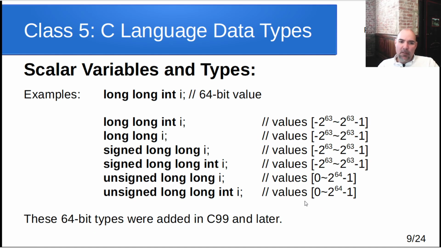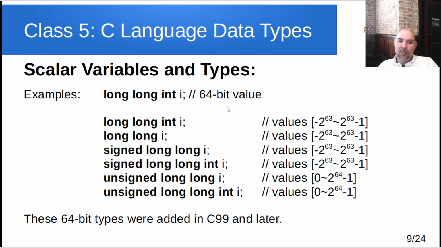There's a type called long long, which is a 64-bit integer value. And the way you would declare those is to say long long int, or just long long, or signed long long, or signed long long int, or unsigned long long, or unsigned long long int. And you'll notice that there's a signed version and an unsigned version. There's just multiple ways of specifying that. And those were added in C99. It's standard in C99 and later, so you can use those on the compiler we're using in here. But that long long type is essentially just a 64-bit value.